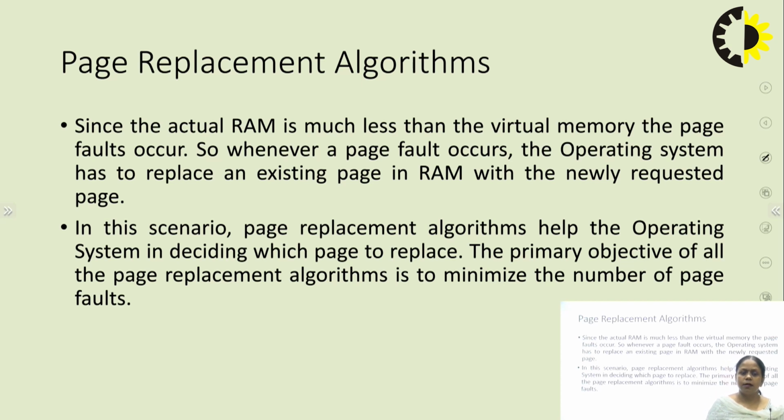Since the actual RAM is much less than the virtual memory, page faults occur. So whenever a page fault occurs, the operating system has to replace an existing page in RAM with the newly requested page. In this scenario, page replacement algorithms help the operating system in deciding which page to replace. The primary objective of all the page replacement algorithms is to minimize the number of page faults. The system will be more efficient if we have fewer page faults. So the main aim of the page replacement algorithm is to reduce page faults. We have different types of page replacement algorithms here.